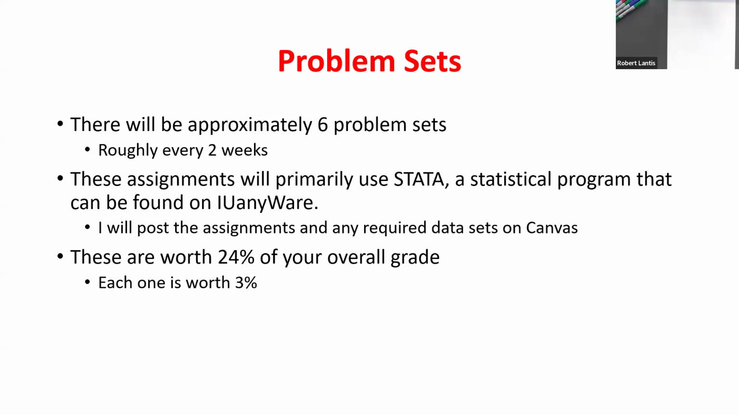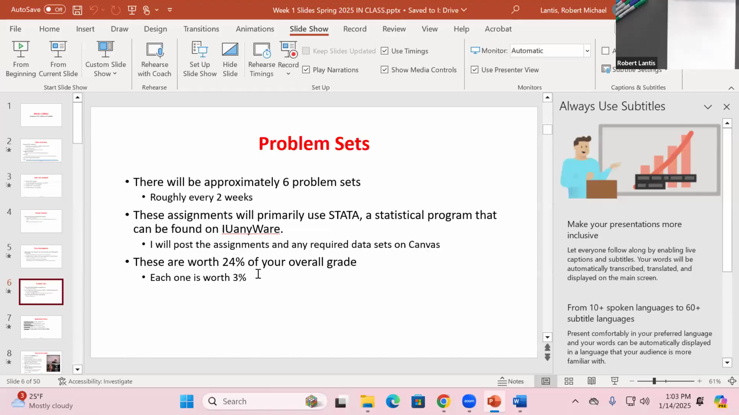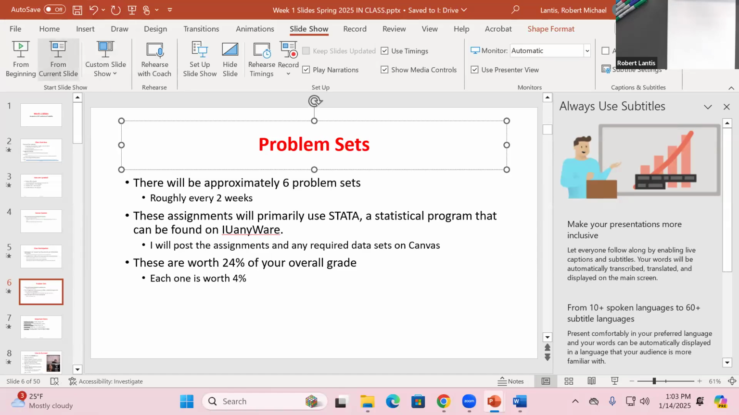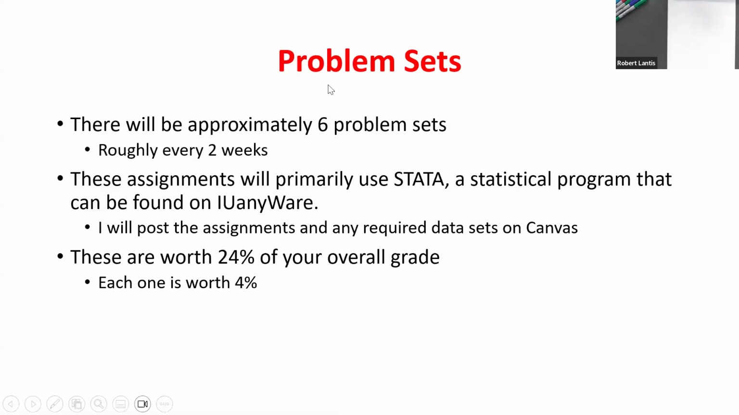So each one's worth 3%, 6 of them kind of, oh, wait, that's not working out, right? Can I not do math in my head, I guess? We'll probably change this from the other semester. There we go. 24% of your overall grade. We have 6 of these problem sets, right? Each one being worth kind of 4% of your overall grade. So it's a pretty good chunk of your grade.